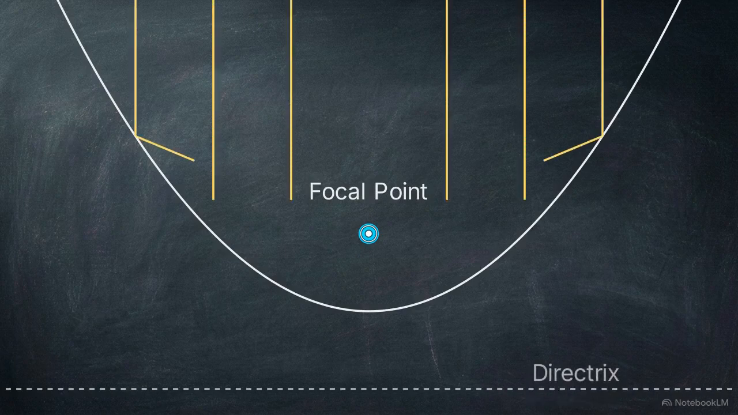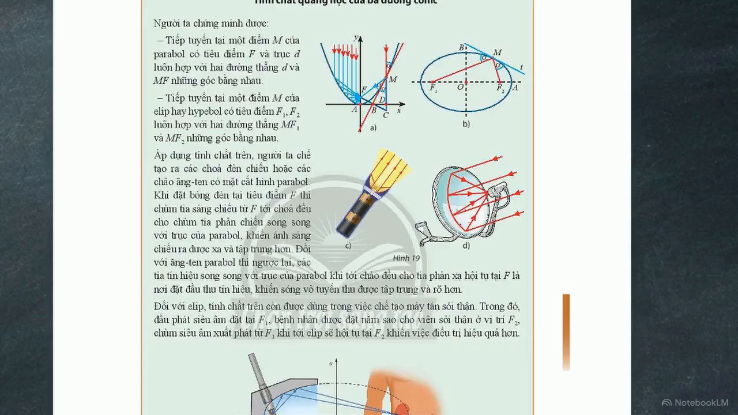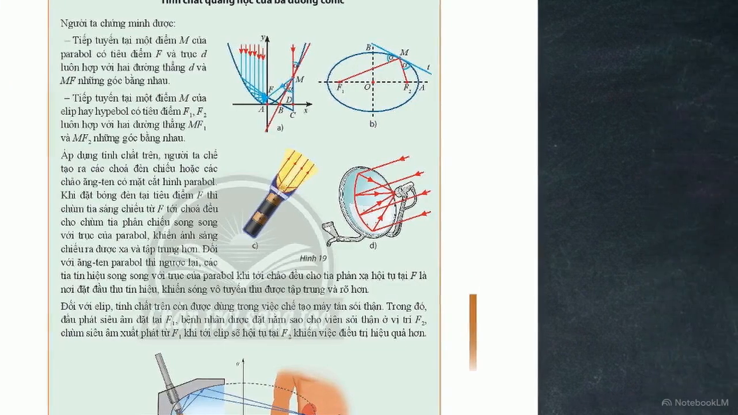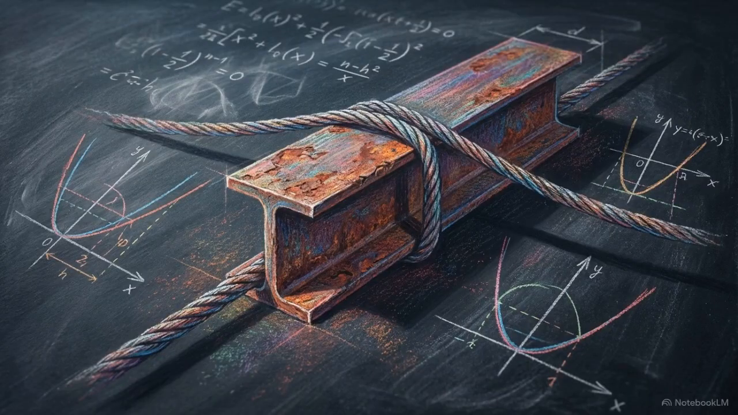A parabola is defined by a single focal point and a fixed line called a directrix. Its geometry allows for the extreme concentration of energy. In this flashlight reflector, placing a light source at the focal point causes light to reflect in perfectly parallel beams. Similarly, a satellite dish captures incoming signals and funnels them directly into a single receiver located at that same focal point.